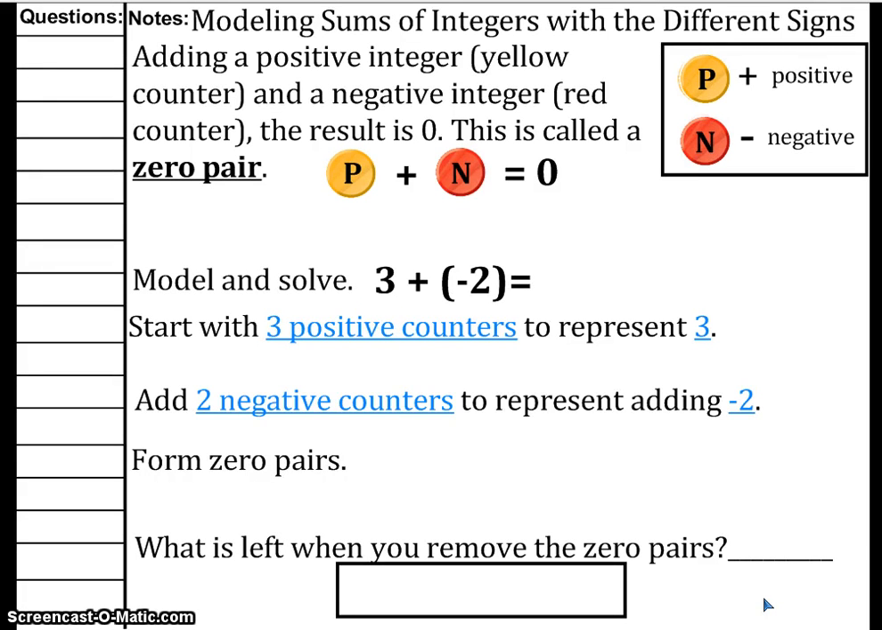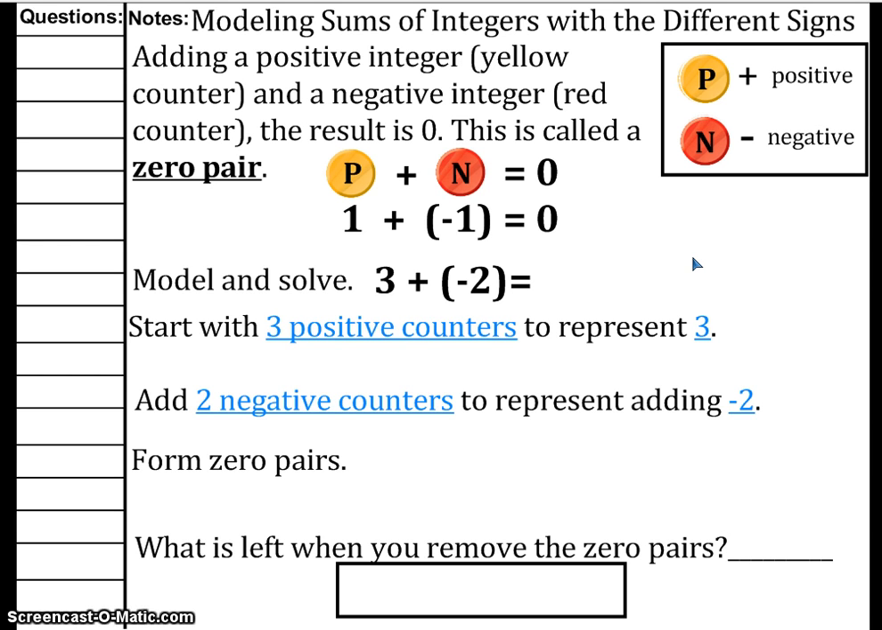So when you have a positive number and the same number but also negative and you add them together, they will always equal 0. So in this case, we have one positive counter, so that's a positive 1, and one negative counter, so that's a negative 1. So when you add 1 plus negative 1, it equals 0. Positive 1 plus a negative 1 is a zero pair, because when you add them together, it equals 0.